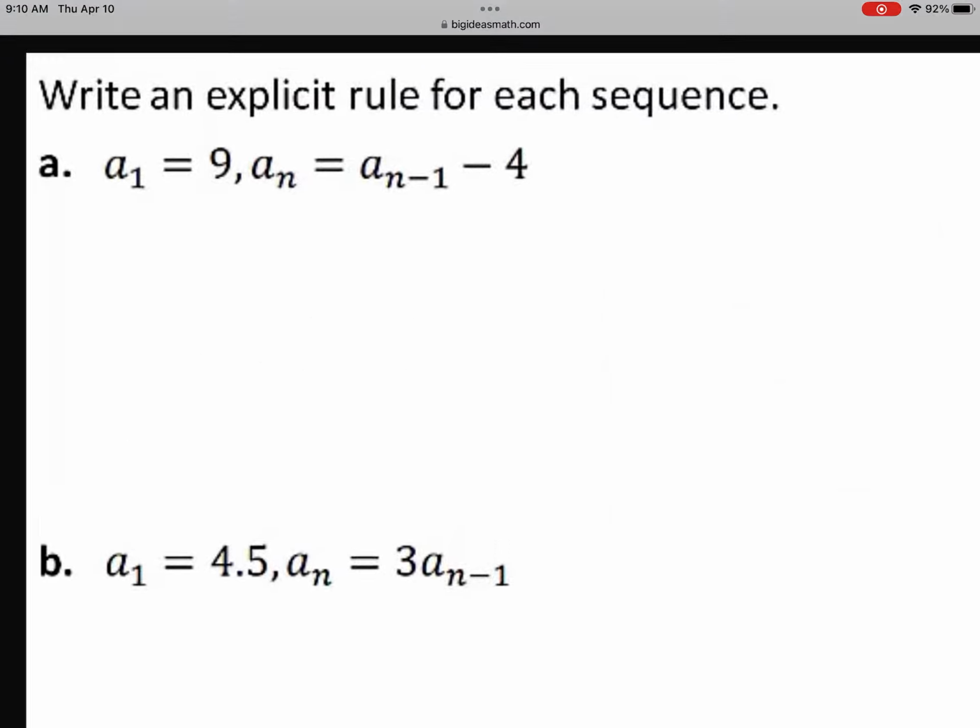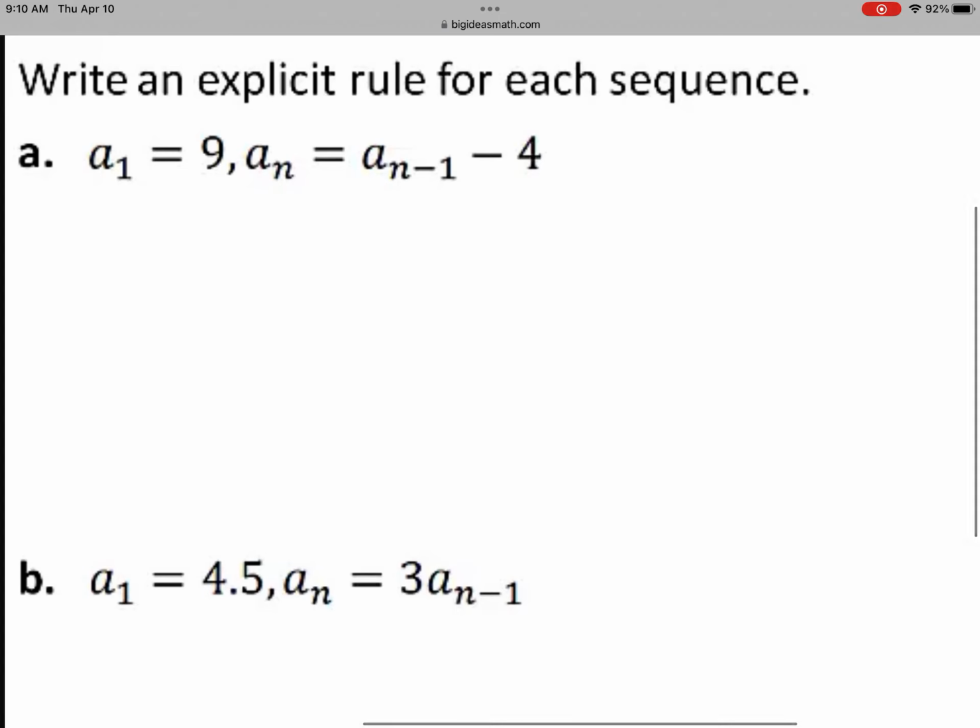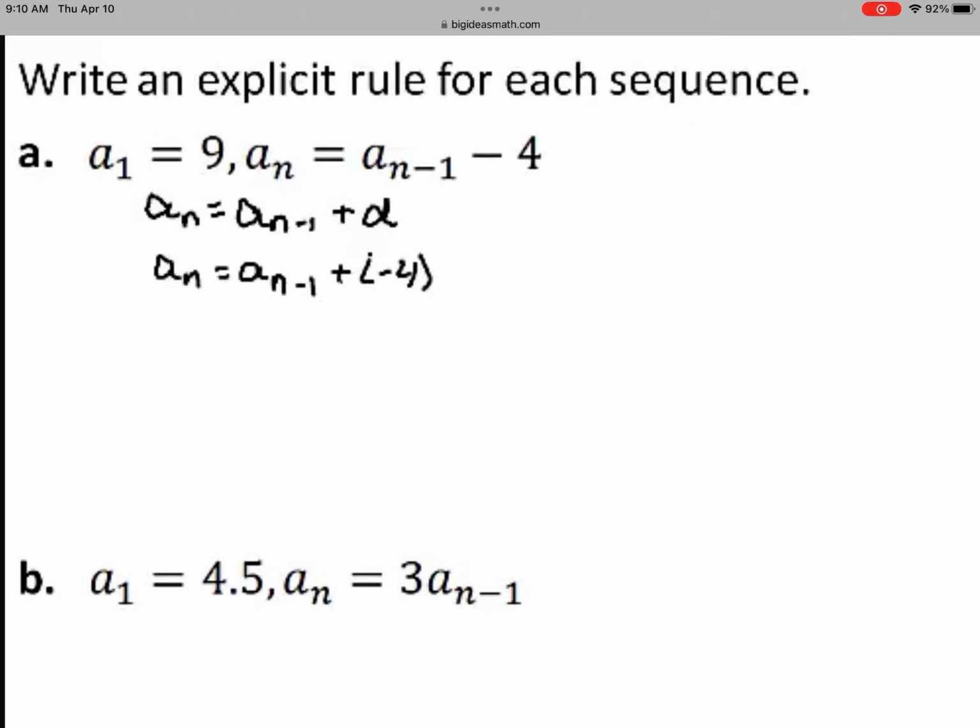Write an explicit rule for each sequence. Part A. A sub 1 equals 9, A sub n equals A sub n minus 1 minus 4. Notice that the recursive equation is of the form A sub n equals A sub n minus 1 plus D. Rewrite the equation to identify D. Here D is negative 4.